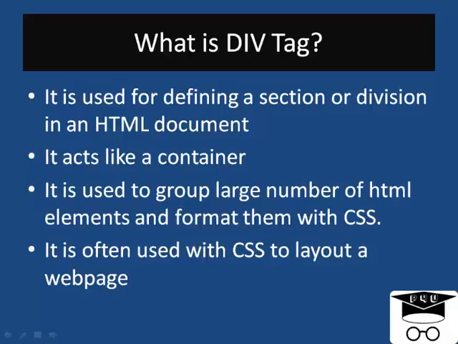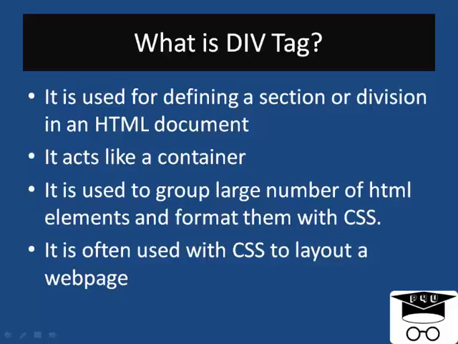Container means it is like a box in which all other elements are kept. It is used to group a large number of HTML elements and format them with CSS. CSS is cascading style sheet. Now it is often used with CSS to lay out a web page.